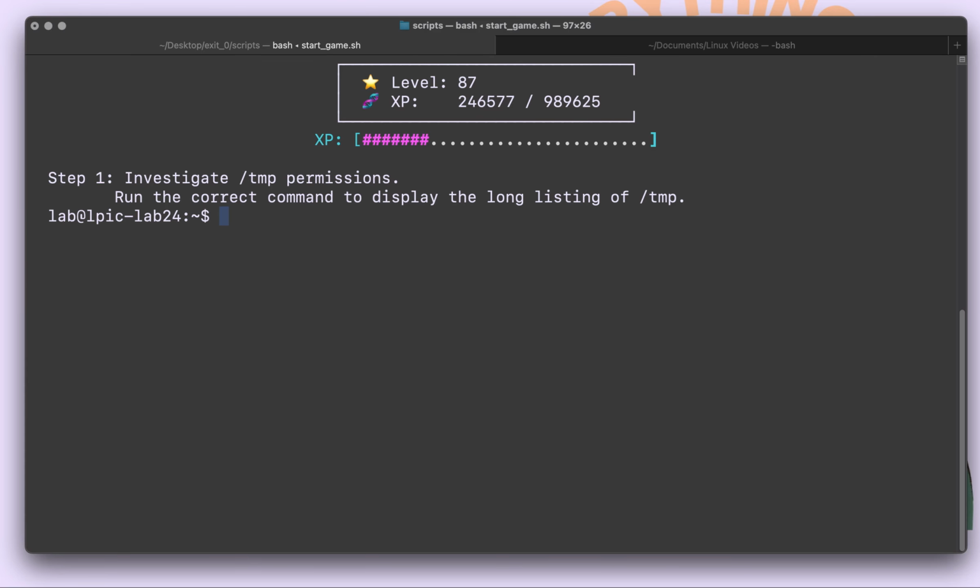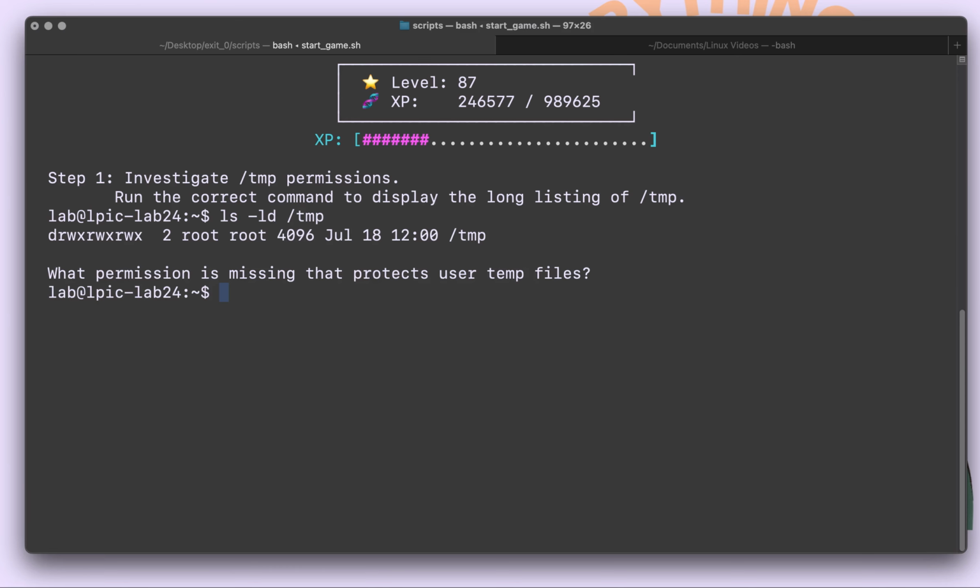Investigate /tmp permissions. Okay, so we could just do ls -ld /tmp. What permission is missing that protects user temp files? That would be the sticky bit. And the reason why I know this is because usually back here, there's supposed to be some kind of T indicating that the sticky bit is active.